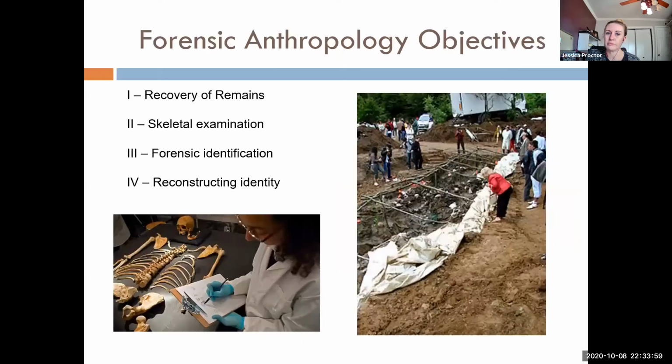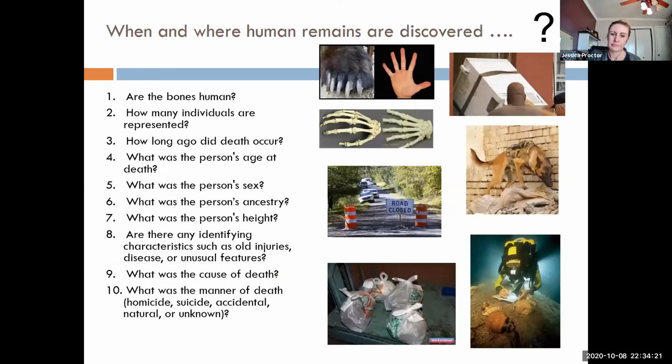the fossil record. All right, so forensic anthropology objectives: obviously recovering skeletal remains of past humans and more modern humans, skeletal examination, forensic identification, so identifying their age, biological sex, time of death, things like that, reconstructing identity. So there are steps that we'll go through. Of course, when we discover bones, we want to first determine, are they human bones? Are they from some other kind of animal?